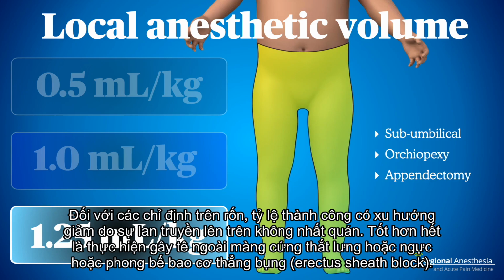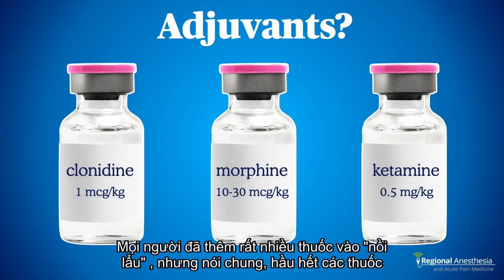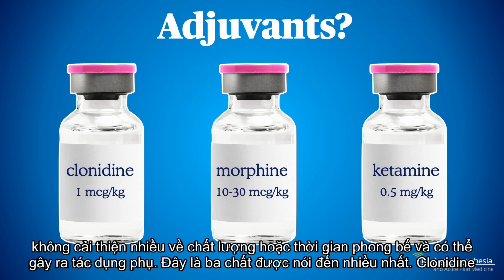For indications above the umbilicus, success rates tend to drop because of inconsistent cranial spread. Better to do a lumbar or thoracic epidural or a rectus sheath block. People have put lots of potions into the caudal cauldron, but generally, most don't do much for block quality or duration and may cause side effects. These are the 3 most talked about.